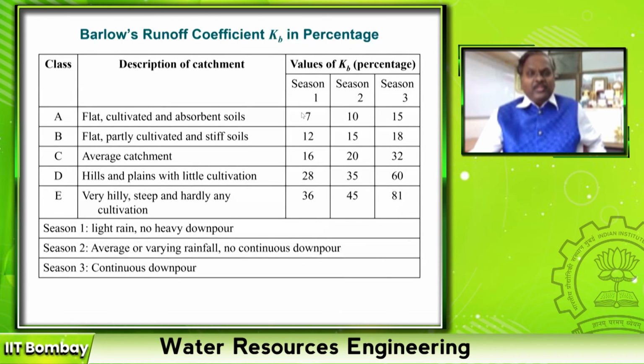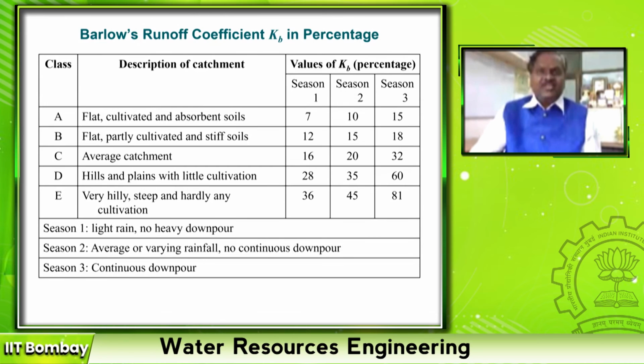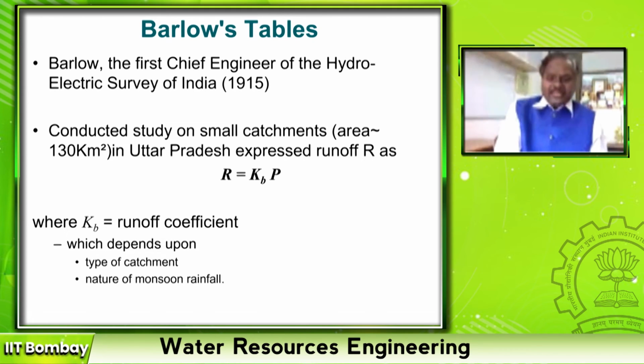Okay, so the minimum runoff coefficient is 7 and the maximum runoff coefficient is 81. Right, in the 3-season in hilly areas, you will have 81% of your rainfall going as runoff. Okay, this is Barlow's runoff coefficient in percentage. Right, so this can be applicable only in UP. I think you can think of UP as coming under a mountainous region.